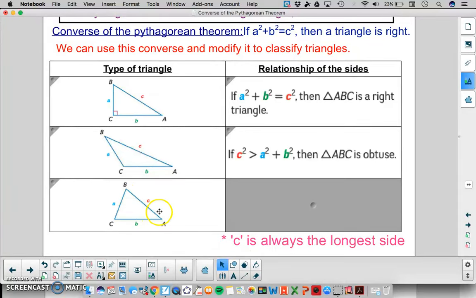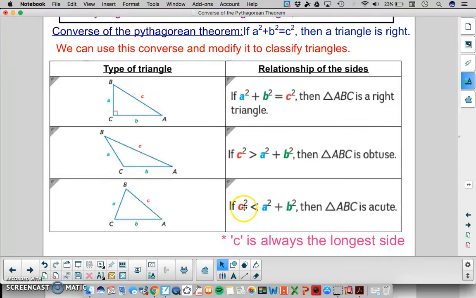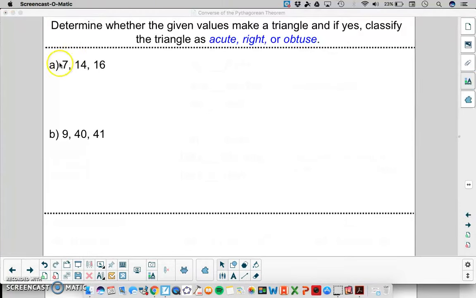When we have an acute triangle, if c squared is smaller than a squared plus b squared, then ABC is an acute triangle. So when c squared is less than a squared plus b squared, we have an acute triangle. We're actually going to use these relationships to classify certain triangles. In A and B here, I'm given 3 numbers. I first need to determine whether these values actually make a triangle at all. And then once I know they make a triangle, then I can classify it.